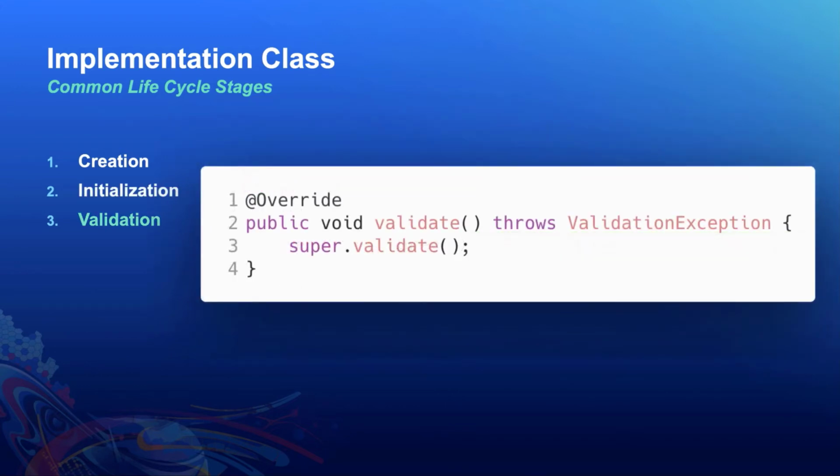Now, after your properties have been set, you will enter the validation stage. In the validation stage, you can go ahead and validate any properties to ensure they are what you expect them to be, whether that be you expect them to have a certain data type or be a certain value.